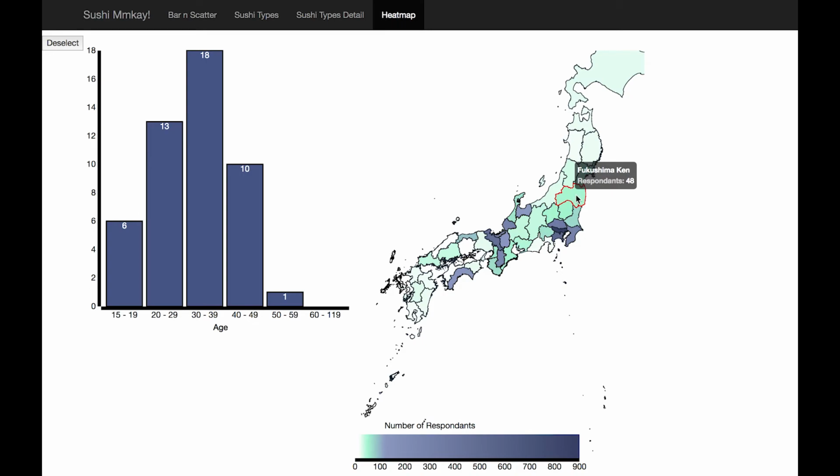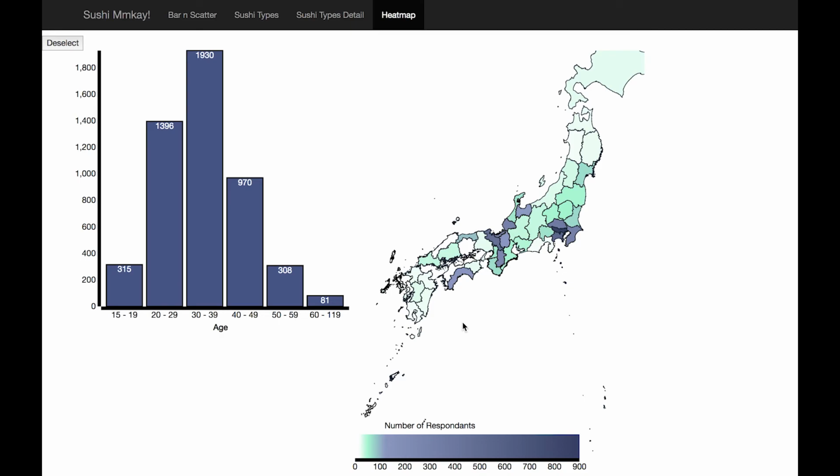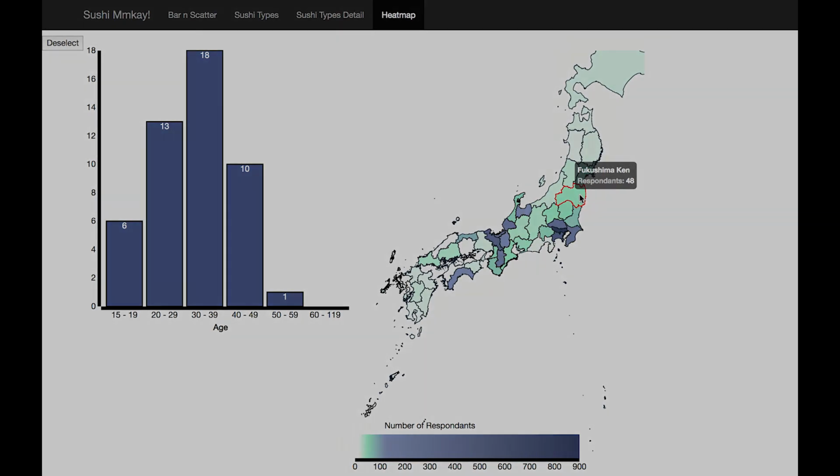Clicking on Fukushima, we can see the distribution for ages in that area. As we can see, it's fairly similar to the distribution for the entire country. We know that we are getting a good distribution of ages, but we also know that only 48 people from Fukushima responded to this survey.